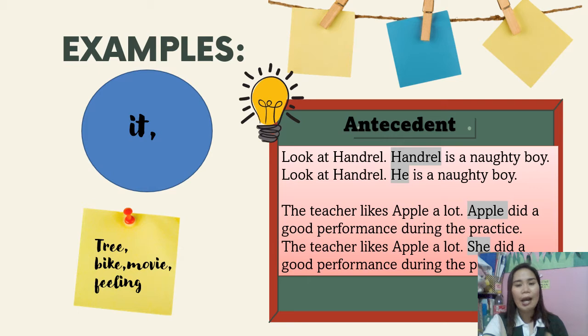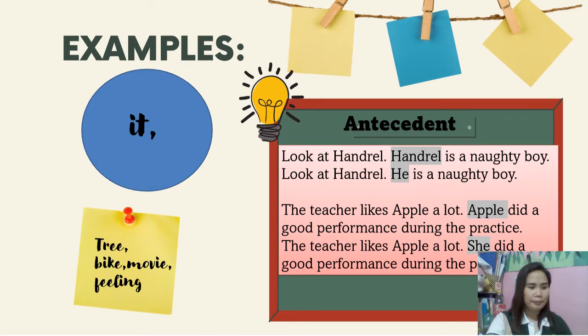Look at Handrel. Handrel is a naughty boy. Look at Handrel, he is a naughty boy. Our antecedent here is Handrel and our pronoun is he. Next, the teacher likes Apple a lot. Apple here is not a fruit, it's the name of a person. Apple did a good performance during the practice. The teacher likes Apple a lot. She did a good performance during the practice. So Apple is the antecedent, and she is our pronoun.